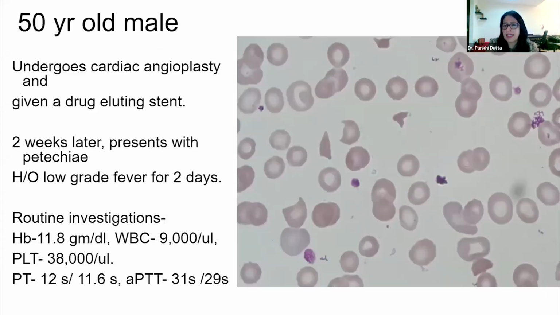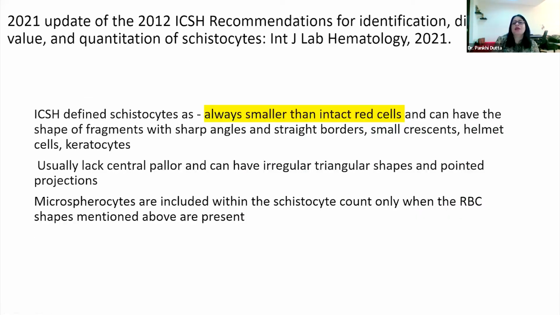But before making a diagnosis of, or saying that there are fragmented cells, which are called schistocytes, one has to know what exactly is a schistocyte. Just a slightly misshapen RBC, which may have a pointed end, doesn't make it a schistocyte. There are definite guidelines that fragmented cells comparatively will always be smaller than an intact red cell, can have various shapes and sizes, but they would lack central pallor. And because of the breakdown, some microspherocytes are also formed.